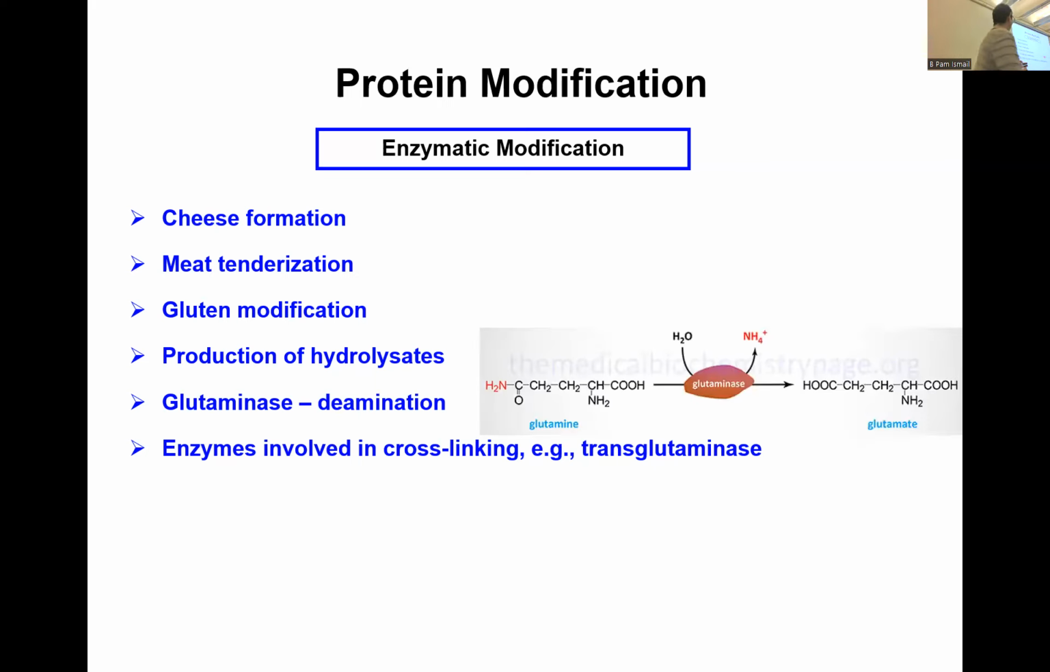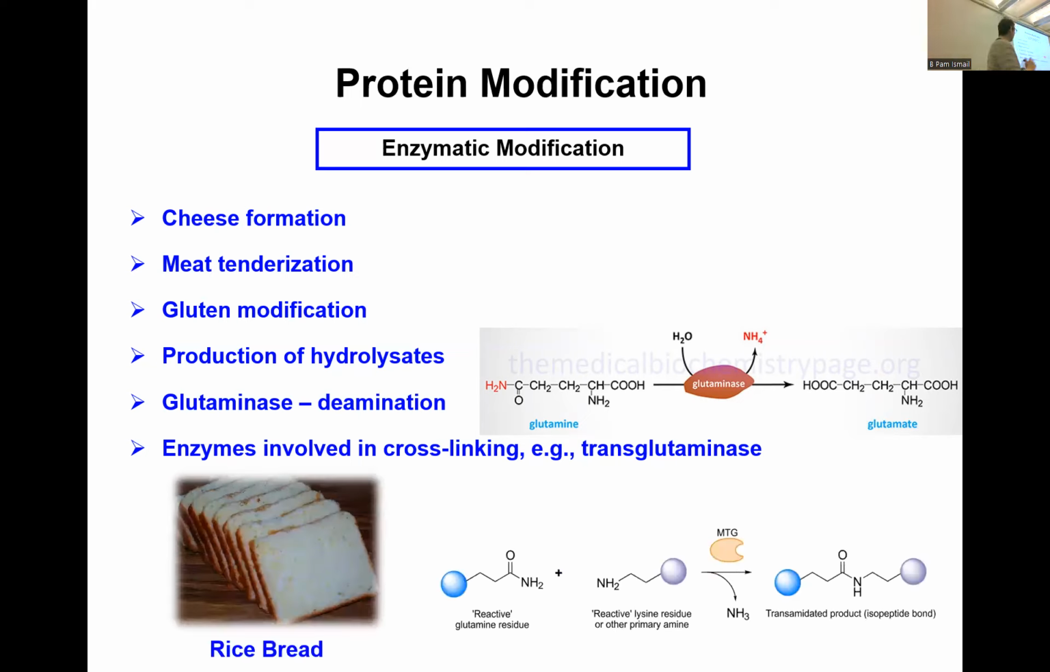Okay, so, oh, I forgot to animate. So this is the glutamine. With the enzyme glutaminase, we are deamidating, or removing an amine group. And with that, we generate a carboxyl that can be ionized. The transglutaminase, we already showed you, it's the lysine and glutamine. The carboxyamide group of glutamine and the amine group of lysine, then we remove the amine group and cause a covalent interaction.